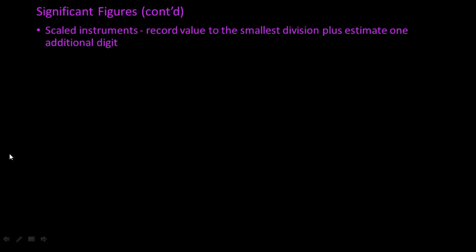Okay, let's move on with just some rules. For scaled instruments like a ruler or other analog devices that have tick marks or divisions, they could be a spring scale, it could be a thermometer, but obviously not a digital thermometer. You would record the value to the smallest division, those would be your certain digits, plus you would estimate 1 additional digit. So you're always estimating between the divisions. If you're using a digital instrument that has a readout, the last digit on the readout is the estimated digit. The digits before that are certain.